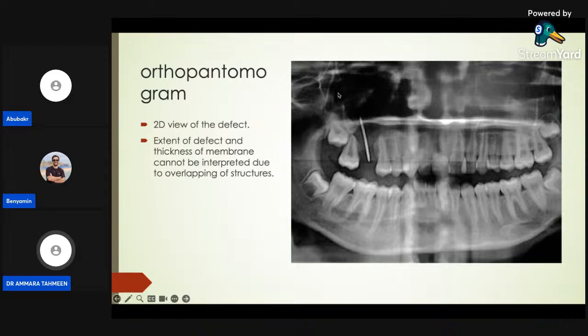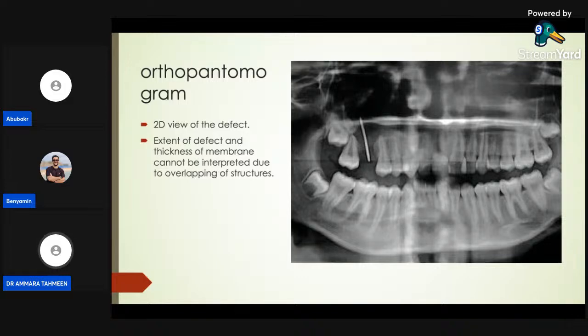You can just identify the thickness of the membrane, or fluid levels, or opacity of the sinus, but it is not clear due to the overlapping of all the skeletal structures in the orthopantomogram. So this is one of the disadvantages of the orthopantomogram, if you want to identify the extent of your sinus defect, the oroantral communication defect.